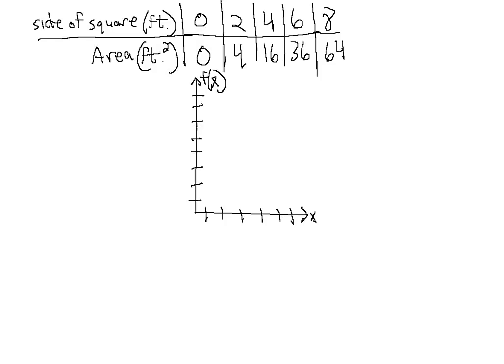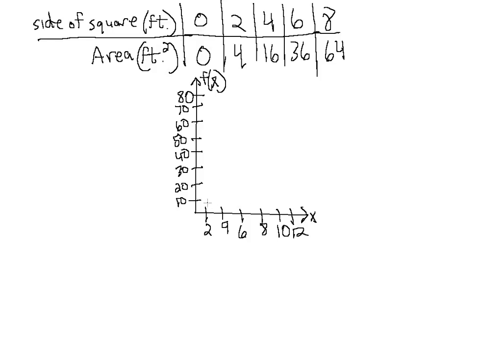1, 2, 3, 4, 5, 6, 7, 8. Let's go ahead and scale this by 10, 20, 30, 40, 50, 60, 70, 80, and our x values are 0 to 8, so let's go ahead and scale these by 2: 2, 4, 6, 8, and 10. I think we have 12 right here.